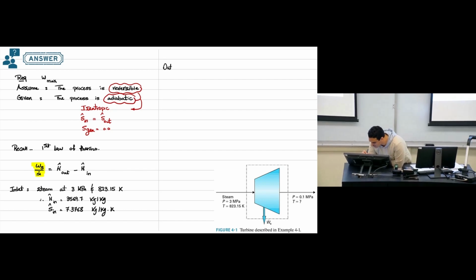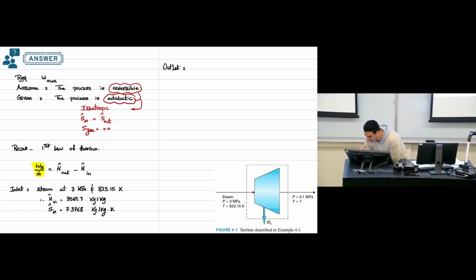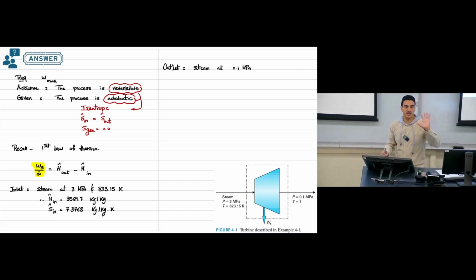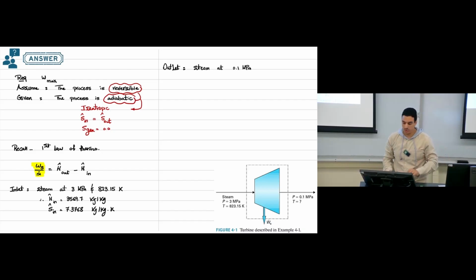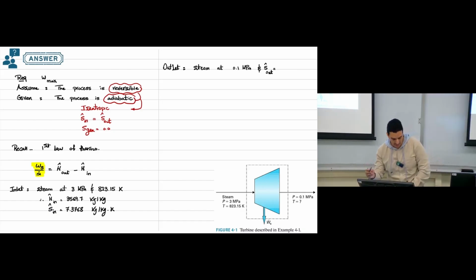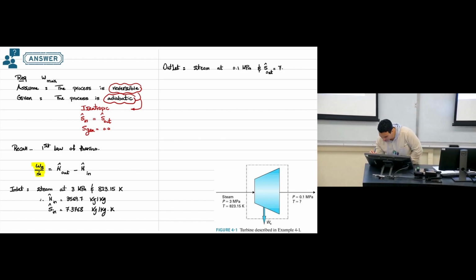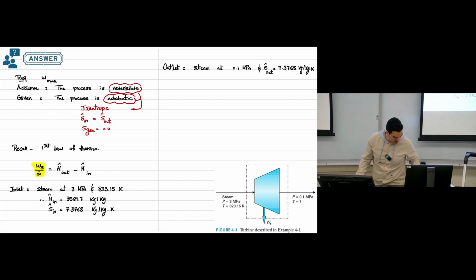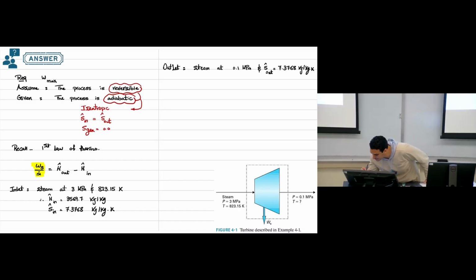Now I can go to the outlet. What I know for the outlet is that I have steam at 0.1 megapascal. But now the temperature is not the same as the first requirement, because now we have a different process. We have a reversible process. But we know the specific entropy for the outlet, because it will be the same as the specific entropy for the inlet, because we have an isentropic process. So this is 7.3768 kilojoule per kilogram Kelvin. So I have two pieces of information, and this is all I need to use the steam tables. So now you can use the steam tables in order to find the outlet temperature.